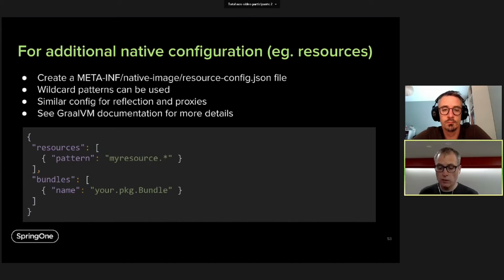Similarly, the reflect one, you're listing types you need to reflect on at runtime, hopefully down to the member level, because the more accurate you can be, the less waste there is in the native image executable at the end of the day. Proxies, the proxy configuration lists groups of types that need a JDK proxy so that the image builder can build that proxy up front and include it so you can access it at runtime.